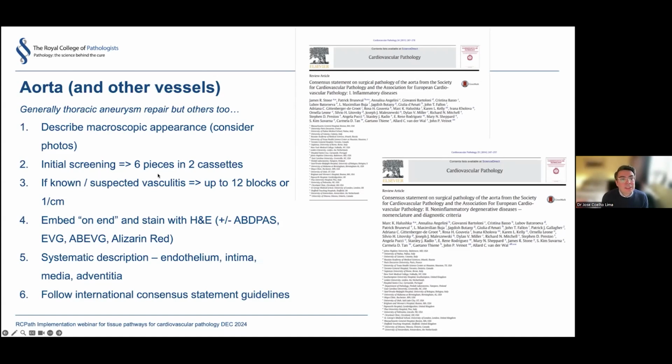And then 6 sections should be submitted in 2 separate cassettes for an initial screening. But if there is known or suspected vasculitis, up to 12 blocks or 1 per centimeter can be taken. These sections should be embedded on end and be stained with H&E with or without additional special stains for connective tissue or for mucopolysaccharides, for example, and calcium.